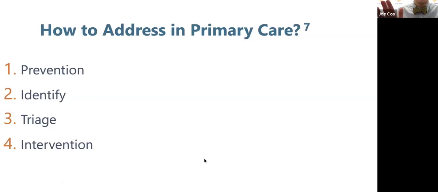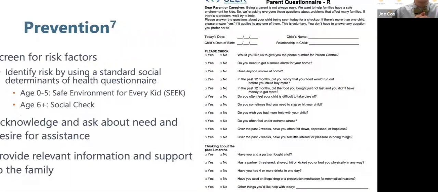Okay, the steps of how to address in primary care. Four steps. Let's start with prevention. This is something I know you all are already doing, so it's kind of preaching to the choir. We want to screen for risk factors. I think it's really helpful to have a standard social determinants of health questionnaire. I really like the SEEK one. If you all aren't already using one or have a favorite one already, it's validated as a trauma screen for kids aged 0 to 5. It stands for Safe Environment for Every Kid.